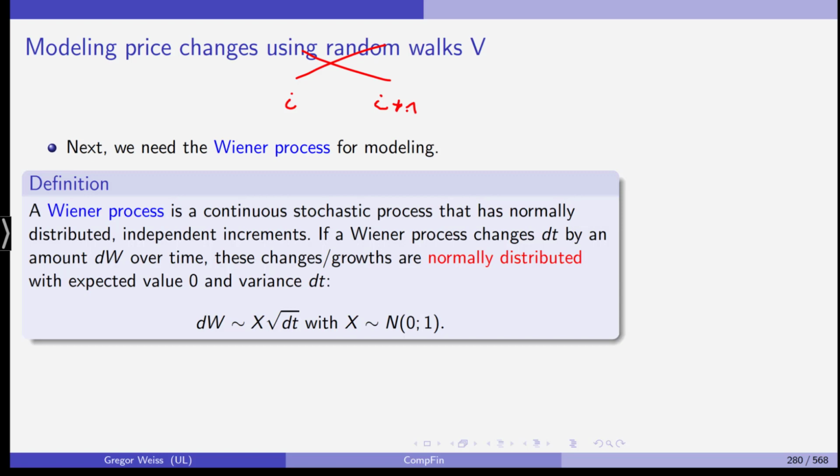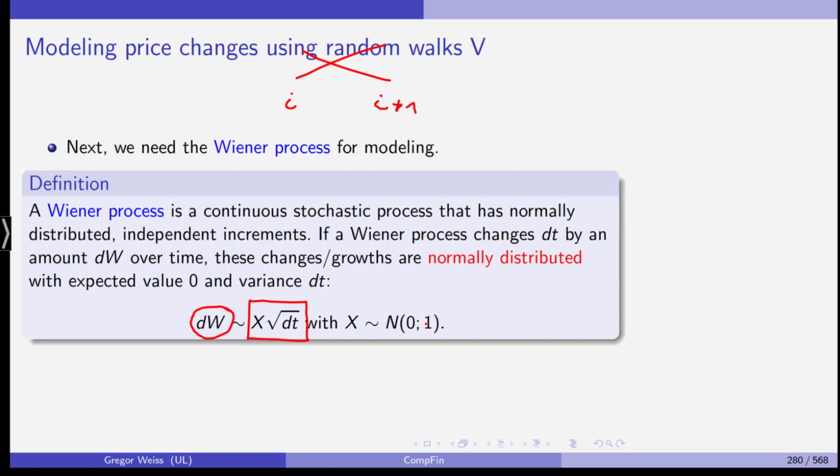So if a Wiener process changes over dt by an amount dW, these changes are normally distributed with expected value 0 and variance dt, and you can describe this. The change in the Wiener process is normally distributed according to x times the square root of dt, where x is a standard normal distribution. So that's the definition of a Wiener process.